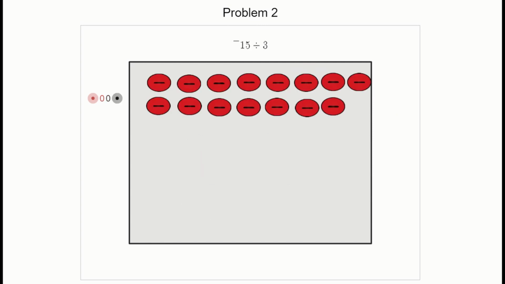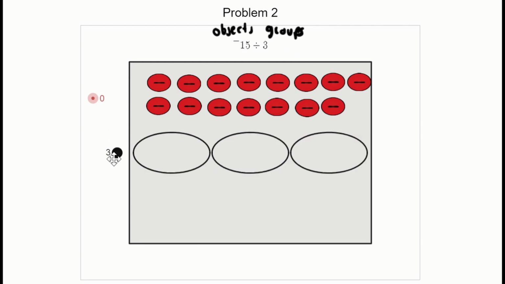Problem 2, negative 15 divided by 3. The way I like to think of this is, we're starting off with negative 15 objects, and we're going to evenly split them up into 3 groups. So let's go ahead. We're starting off with 15 negative objects. Let's go ahead and make 3 groups. And now we're going to evenly split these up.